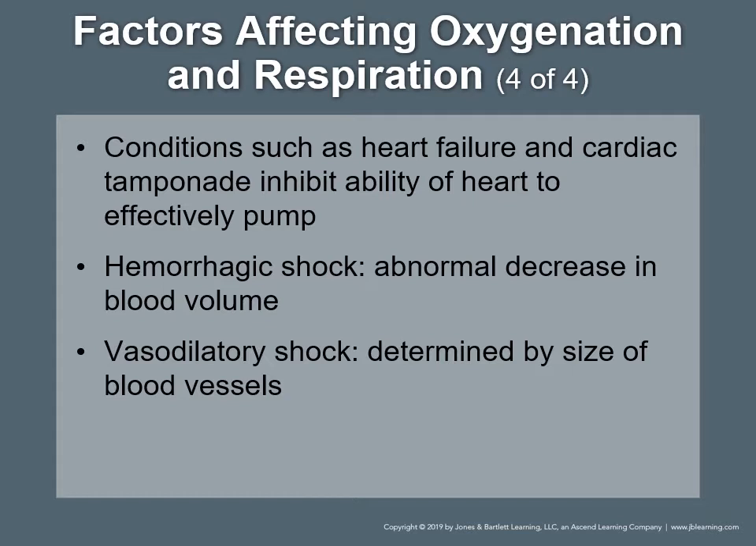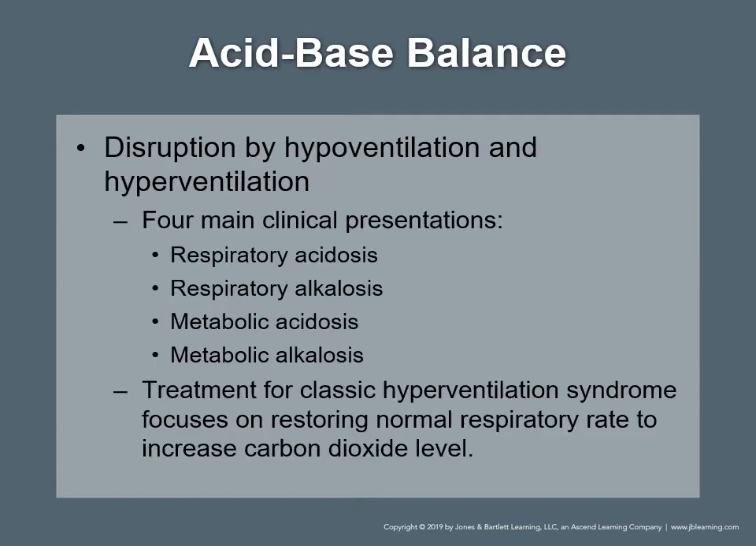Conditions such as heart failure and cardiac tamponade inhibit the ability of the heart to effectively pump oxygenated blood to the tissues. Hemorrhagic shock, a form of hypovolemic shock, is an abnormal decrease in blood volume. Vasodilatory shock is determined by the size of the blood vessels. As the diameter of the blood vessels increases, the blood pressure in the circulatory system decreases. Aggressively treat any patient suspected of being in shock to prevent further interruptions in tissue perfusion.